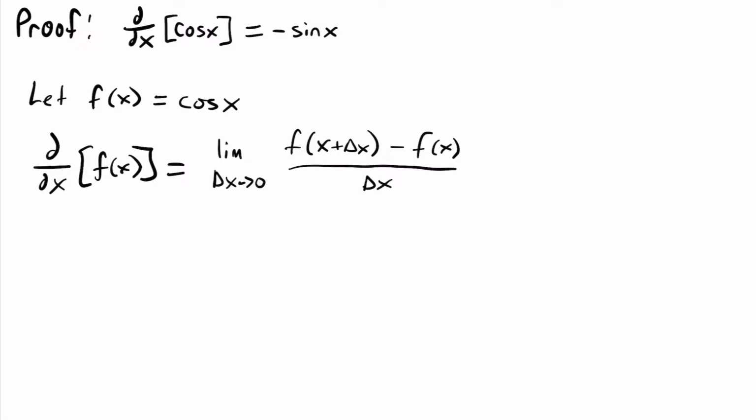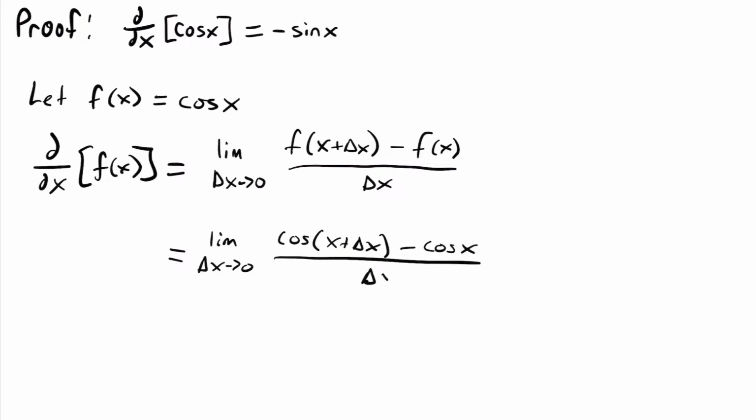And so if we replace the function here with what we set it equal to, we said that our function f of x was equal to cosine of x, then we can plug x plus delta x into that function, cosine x, and we can replace f of x right here with cosine x. And so we'll have that this is equal to the limit as delta x approaches 0 of cosine of x plus delta x minus cosine of x. And that is still divided by delta x.